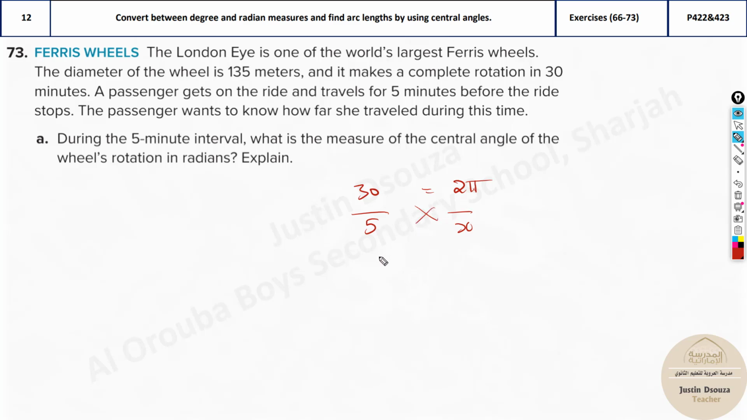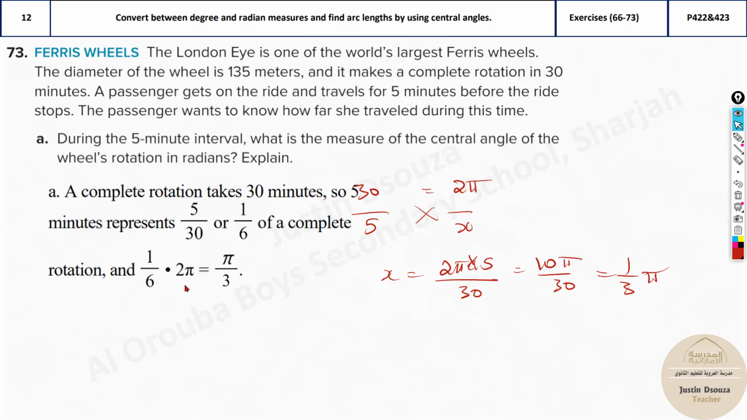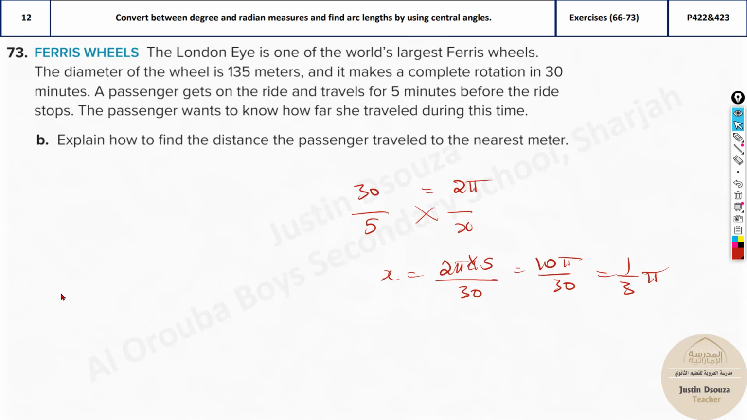So we just cross multiply. x is equal to 2 pi into 5 by 30. So 5 times 2 is 10 pi by 30, that is 1 by 3 pi. This would be the answer. That's 1 by 3 pi or pi by 3, it's the same thing. Over here they have used another relation, but it's the same concept and the same answer. For 30 minutes it's 2 pi, for 5 minutes how much is the angle? So that's it, you will get the answer.